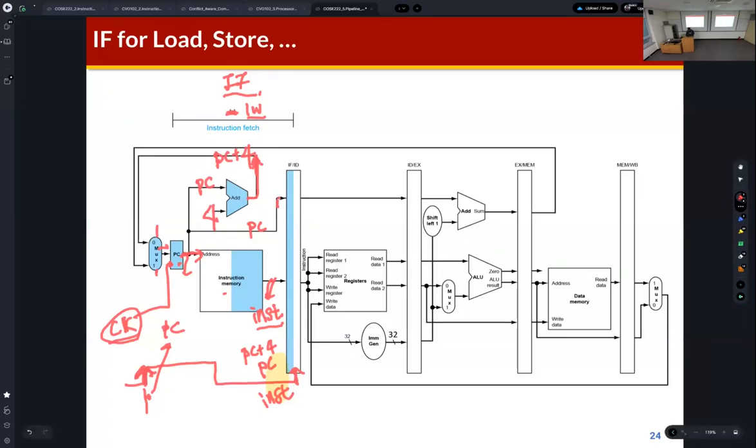And as you can see, PC is given to the instruction fetch and ID pipeline register. So this is the flip-flop, right? And inst is also given to the instruction fetch and ID pipeline register. So at the next rising edge of this clock, this PC and inst are sampled.